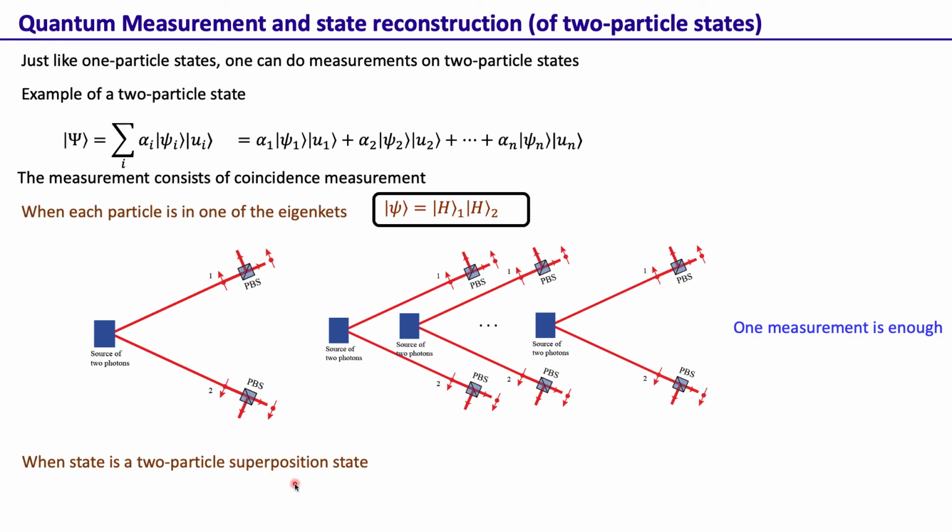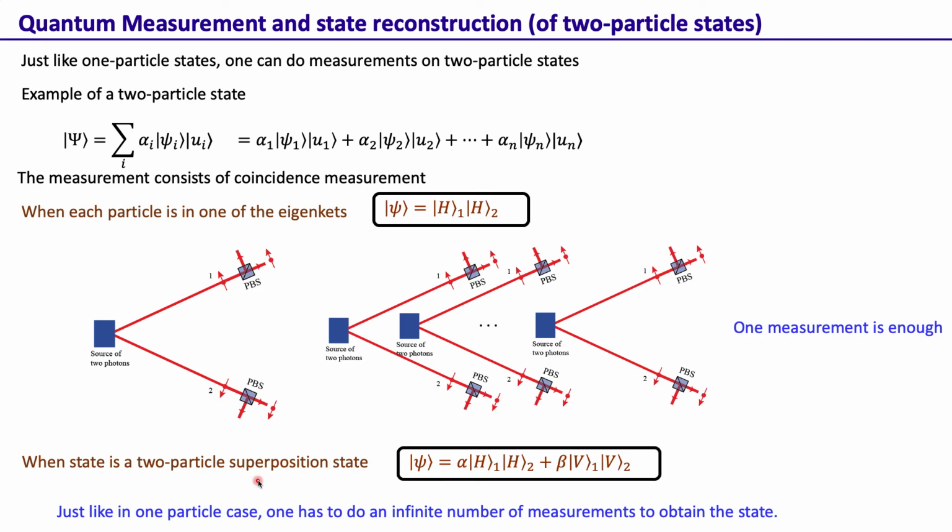But when the state is a two particle superposition state, for example, this simplest two particle superposition state, that means psi is alpha h1 h2 plus beta v1 v2, that means the first particle is h, the second particle is also h, and in this state the first particle is vertically polarized, the second particle is also vertically polarized. Then, just like in the one particle case, one has to do really an infinite number of measurements to obtain the values of alpha and beta. And of course, to obtain the phases of alpha and beta, one has to do interferometric measurements. So this is about the quantum measurement for one particle and two particle.